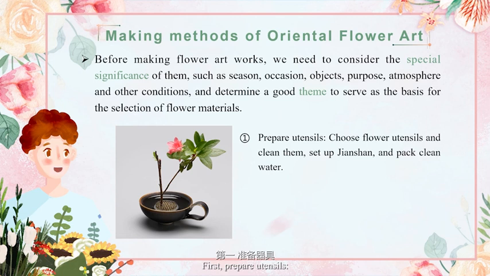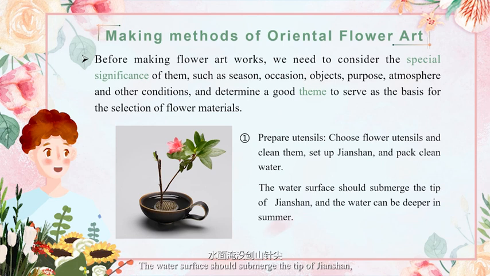First, prepare utensils. Choose flower utensils and clean them. Set up jianshan and pack clean water. The water surface should submerge the tip of jianshan, and the water can be deeper in summer. As shown in the figure, put jianshan in a wide-mouthed vessel and fill it with clean water.